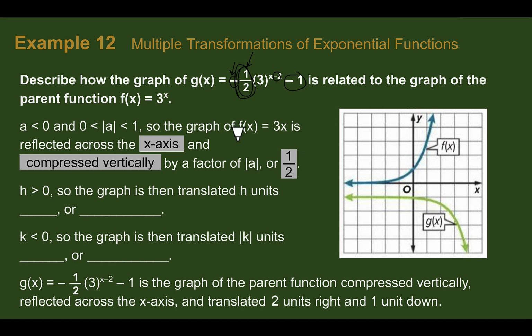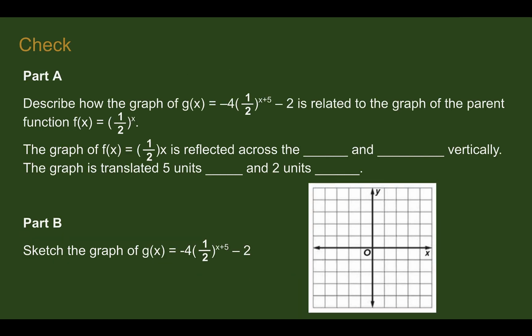and that's by 1/2. Then if we look at our h value, which is 2, and it's the opposite of what we think, so if we see -2, we have to go 2 units to the right. And then finally, that -1 means we're going to go 1 unit down. So this whole entire function was compressed vertically, reflected across the x-axis, and translated 2 units to the right and 1 unit down.